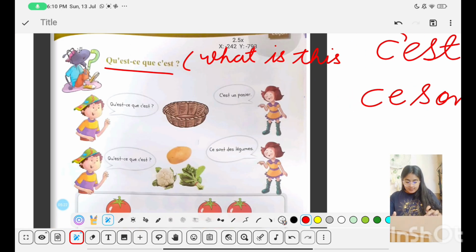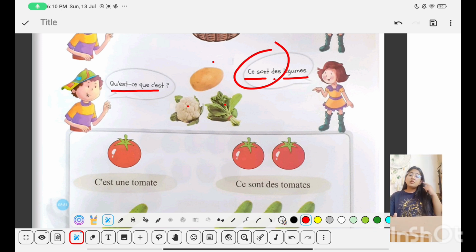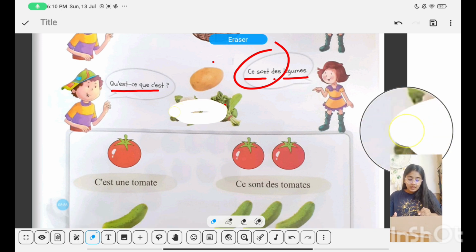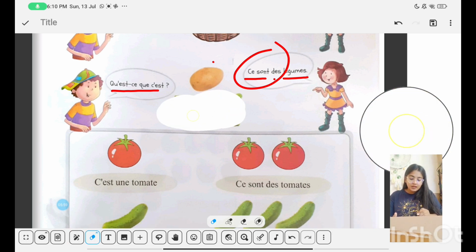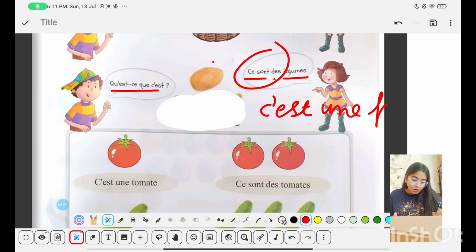Okay. Example. Qu'est-ce que c'est? What is this? Ce sont des légumes. Why ce sont? Because numerous vegetables, 1, 2, 3, 3 vegetables, which is plural, more than one. So ce sont. Had there been only one vegetable, like just for example, let's say only this potato, these two would not have been there. Now qu'est-ce que c'est? So the answer would not be ce sont, but it would be c'est une pomme de terre.